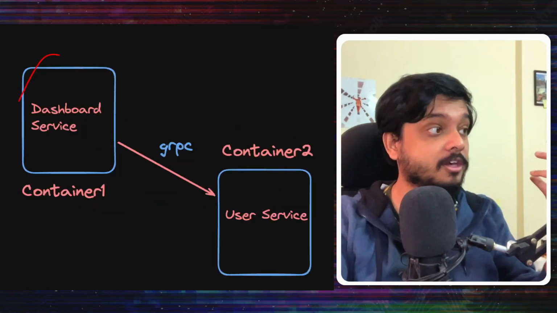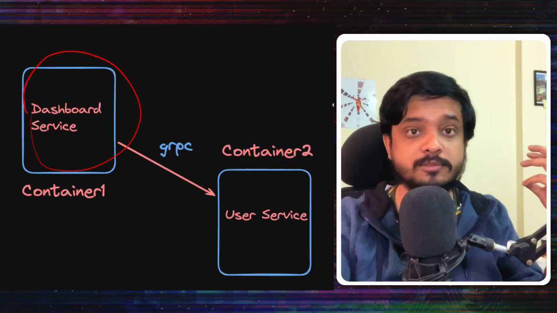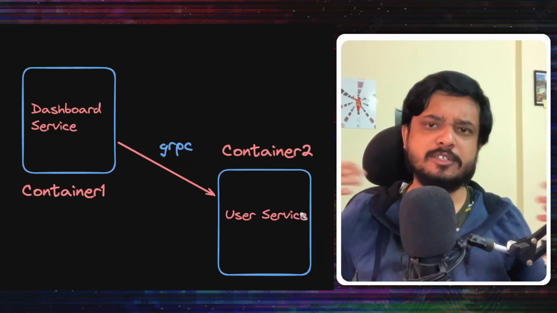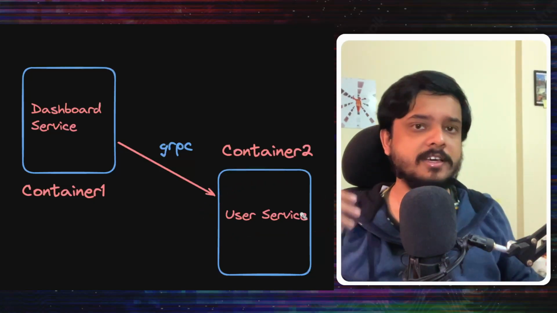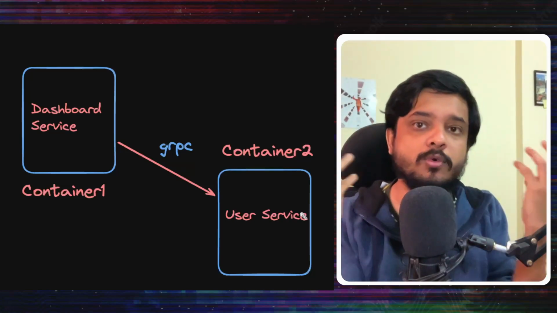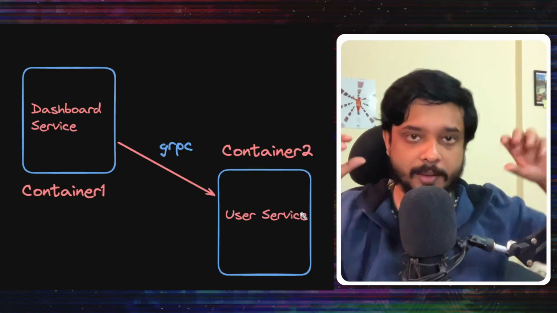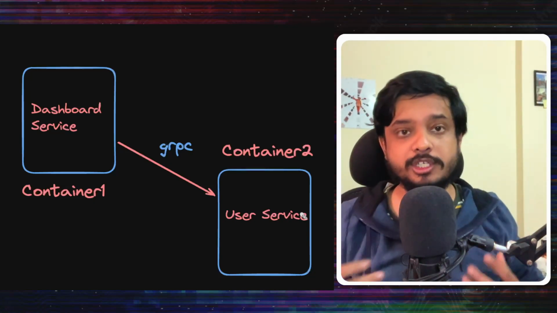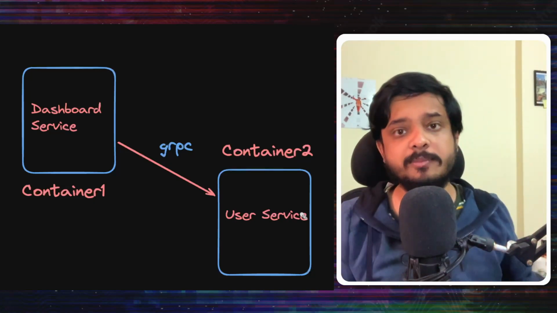Okay, assume this. You have two services, one for showing up a dashboard and another for fetching user data. Let's call them the dashboard service and the user service. When you think about microservices, how do you think of them working together? You would have two separate containers entirely, and they would talk among them using some generic communication protocol like HTTP with JSON or gRPC, something like that.